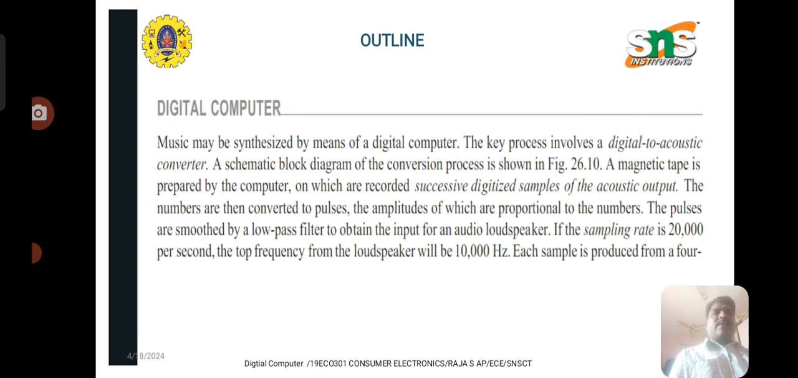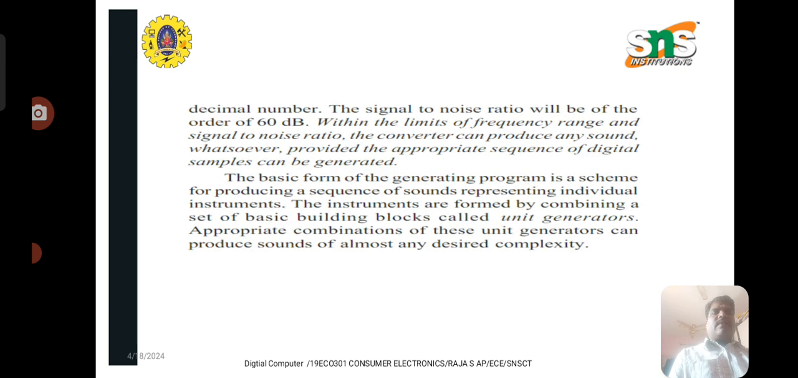If the sampling rate is 20,000 per second, the top frequency for the loudspeaker will be 10,000 Hz, because 1 by T is equal to F, or 1 by F is equal to T. Each sample is produced with four decimal numbers. The signal to noise ratio will be of the order of 60 decibels. Within the limit of frequency range and signal to noise ratio, the converter can produce any sound whatsoever, provided appropriate sequences of digital samples can be generated.